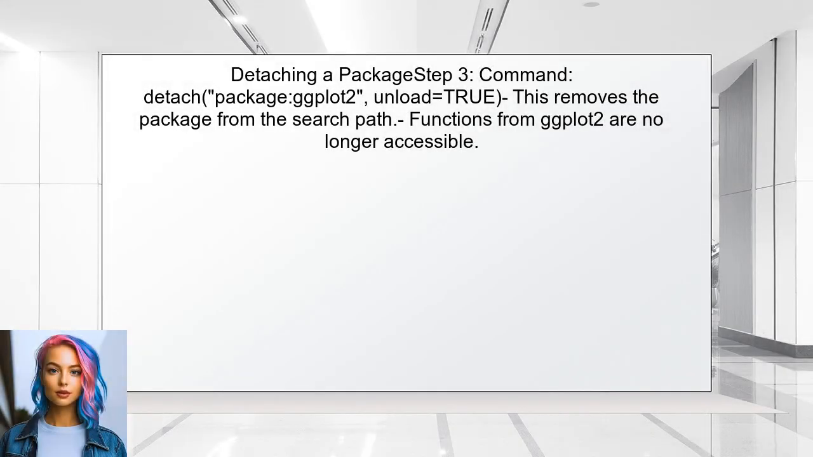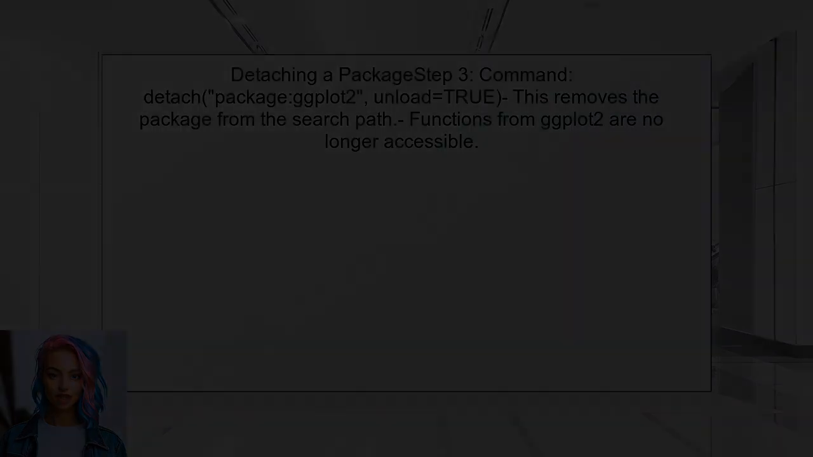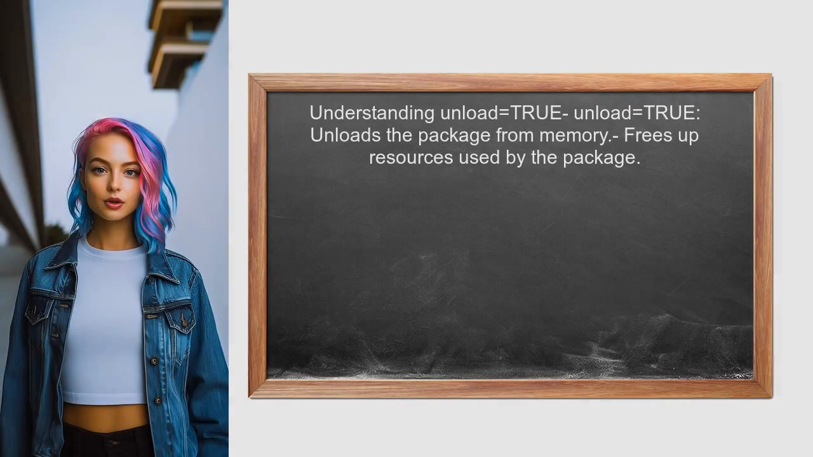Next, let's discuss the command detach. When the user runs detach(package:ggplot2, unload=TRUE), it removes the package from the search path. This means the functions from the package are no longer available. The unload equals true option in the detach command ensures that the package is also unloaded from memory. This is important for freeing up resources.